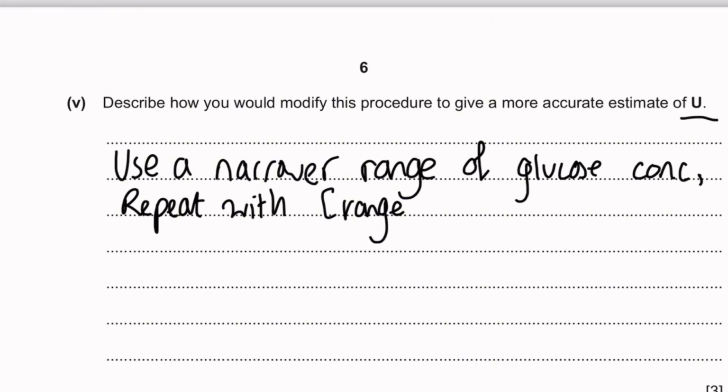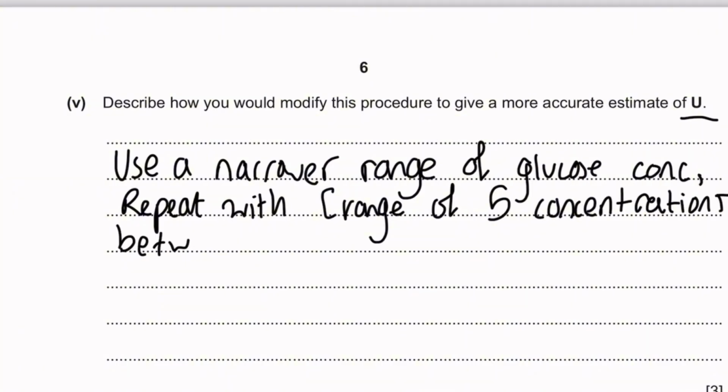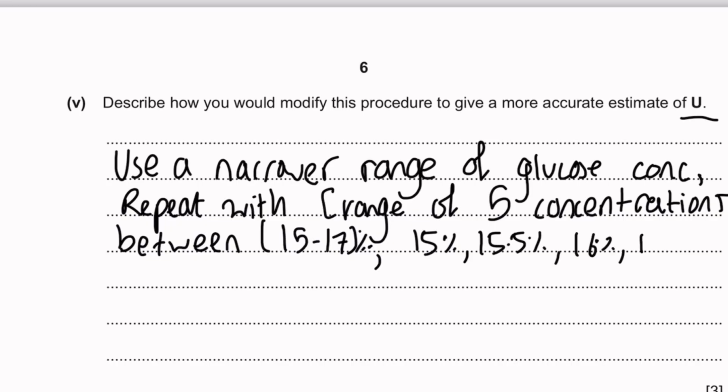So for example, I'll write a range of at least five concentrations between, for example, 15 through 17, and this would be 15 through 17%, so 15%, 15.5%, 16%, 16.5%, and 17%, right? 1, 2, 3, 4, 5.